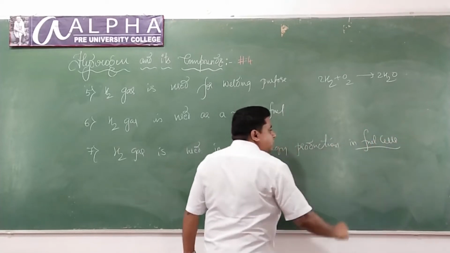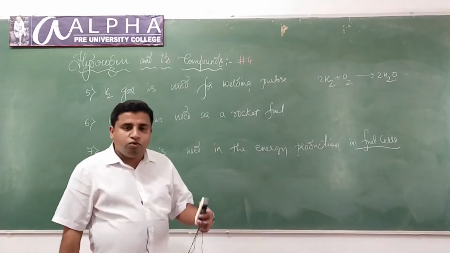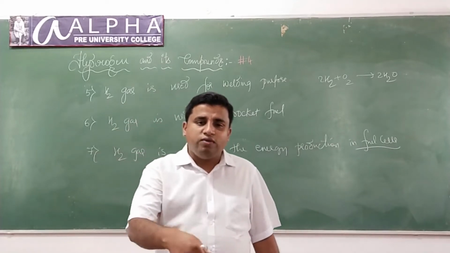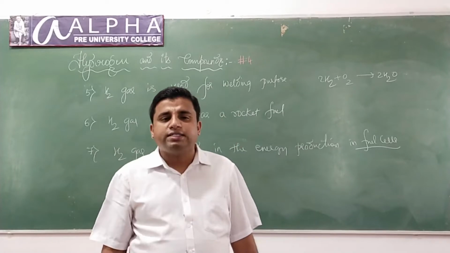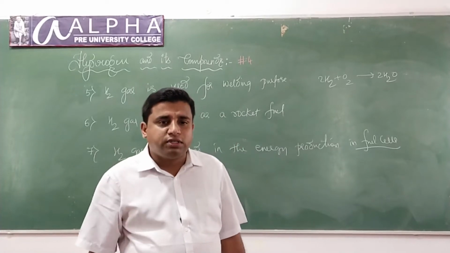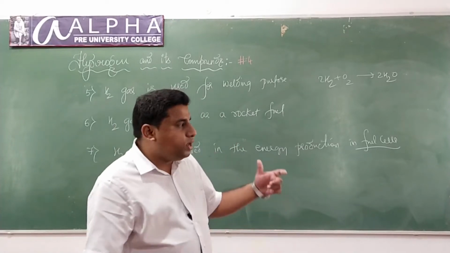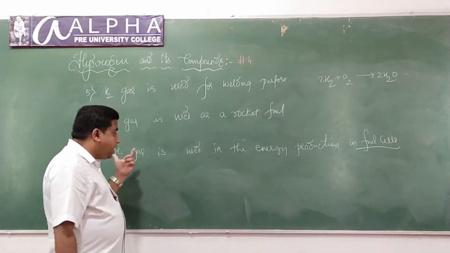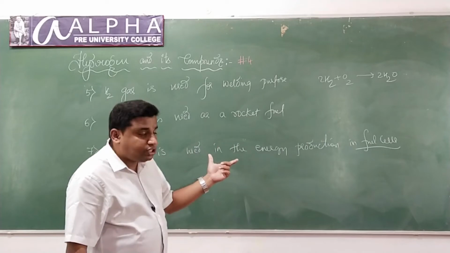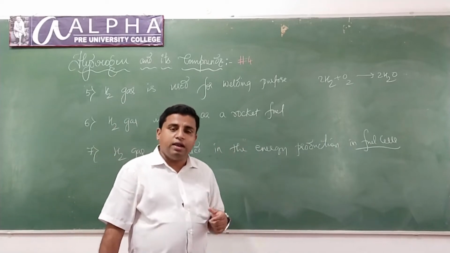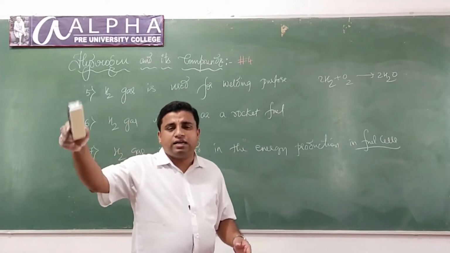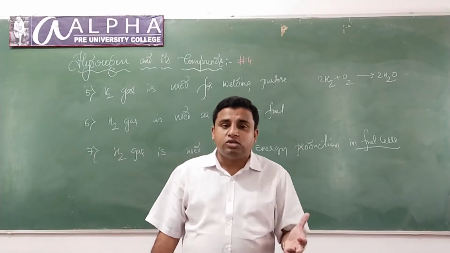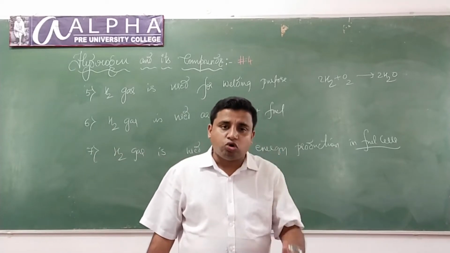See guys, we will talk about fuel cells. When we come to 12th standard, in a chapter called electrochemistry, we will study fuel cells in detail. There we will come across this step: hydrogen gas is used in the energy production in fuel cells. So these are all the various important uses of dihydrogen. Please note all these points.